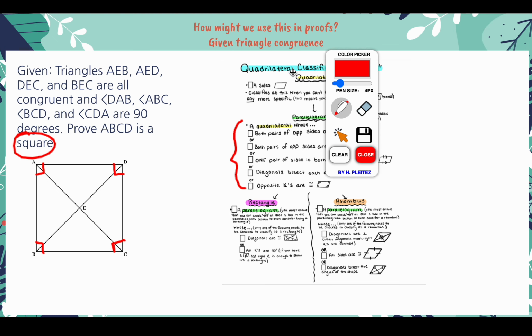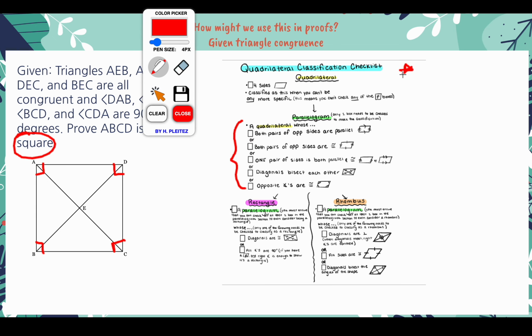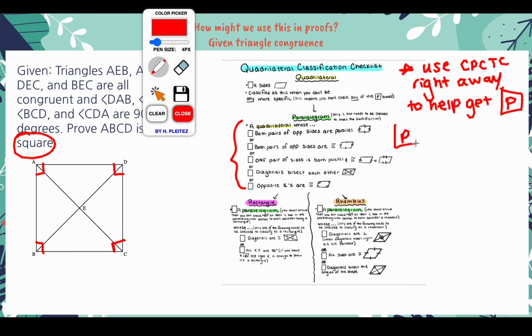So I feel like let's start writing this out. So again, we're given triangle congruence, so I feel like we're going to be able to use CPCTC right away to help us get a parallelogram. It's kind of what we did in the last proof, right? So to get a parallelogram, I'm going to use method 2. Again, if we plan this out and it doesn't work, we can always go back and readjust, which might happen. But let's see. I want to try to use that both pairs of opposite sides are congruent, because I feel like that's an easier route to go when you have CPCTC. And then right after that, I'm going to go the rectangle route.